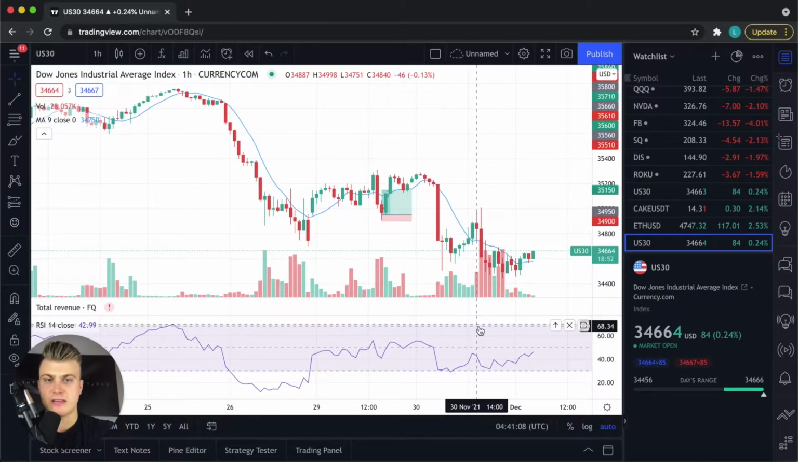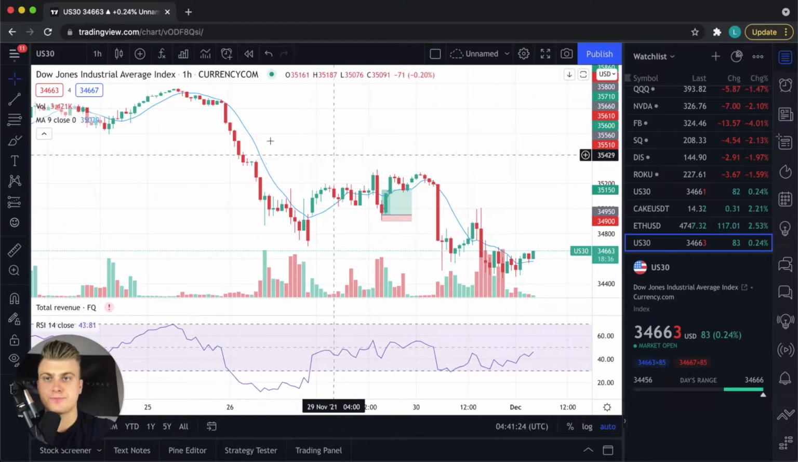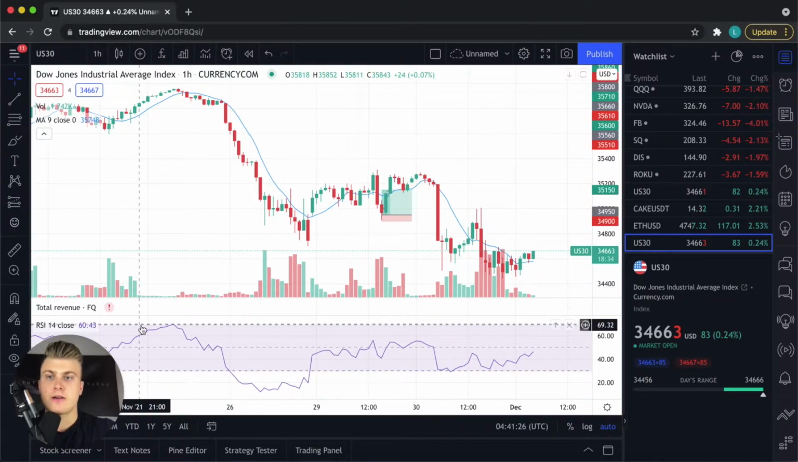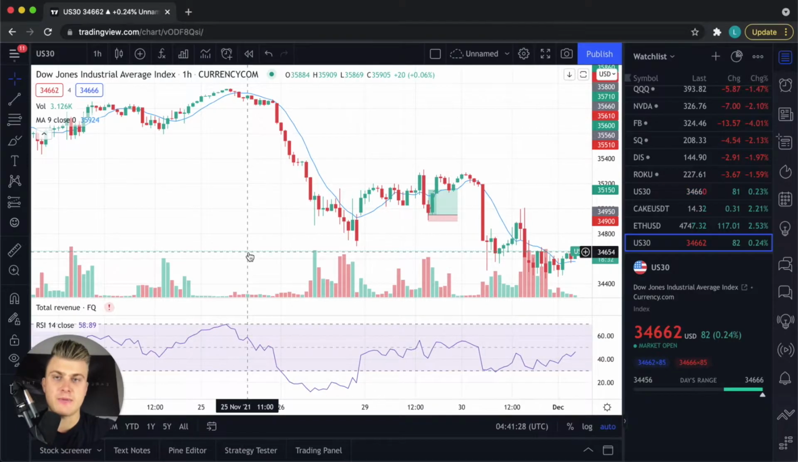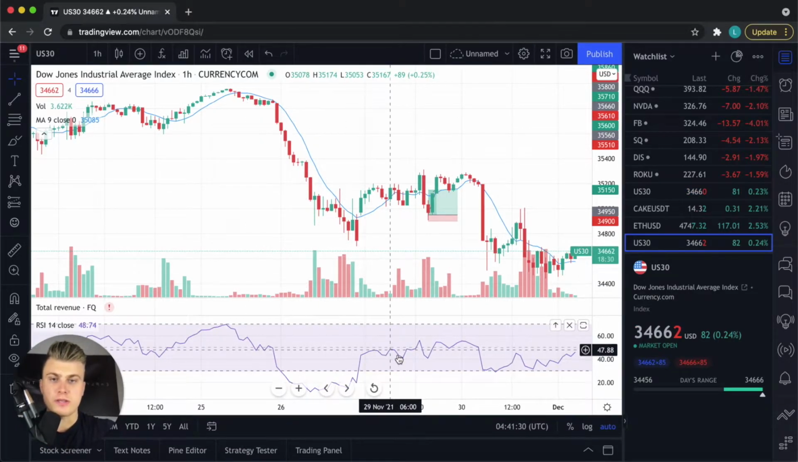Now, the top 70 mark is going to be where it's overbought. So when it's overbought, we're going to have a sell-off soon. So right here, you can see it went up with this little leg that it formed, forming another leg right here.